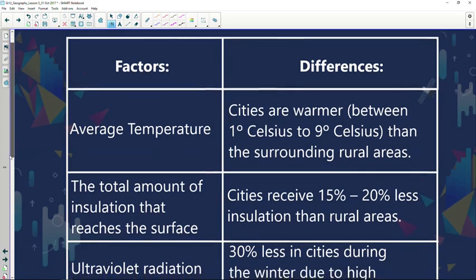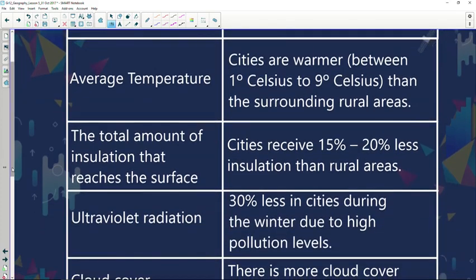The insulation is much less in cities than in rural areas. Now, who can tell me maybe why that is? The insulation is the sun rays reaching the city areas. It might be because of the tall buildings. It might be because of the obstruction of buildings that the insulation can't reach the surface. But we will discuss that in the next couple of slides.